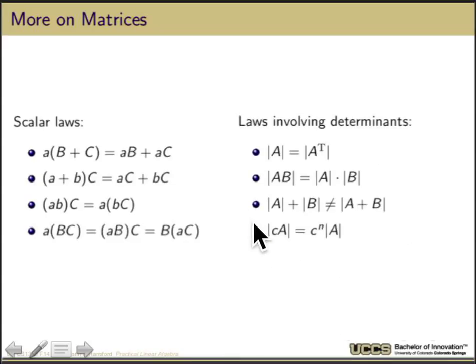And when we're playing with determinants, we have to be a little more careful. The determinant of A is the same as the determinant of its transpose. The determinant of matrix A times B is the determinant of A times the determinant of B, but they don't add. So the determinant of A plus B is not equal to the determinant of A plus the determinant of B. And scalar laws for matrices are okay, but for determinants, if I multiply a matrix by a scalar, I get the nth power in n dimensions of that scalar times the determinant of the matrix.